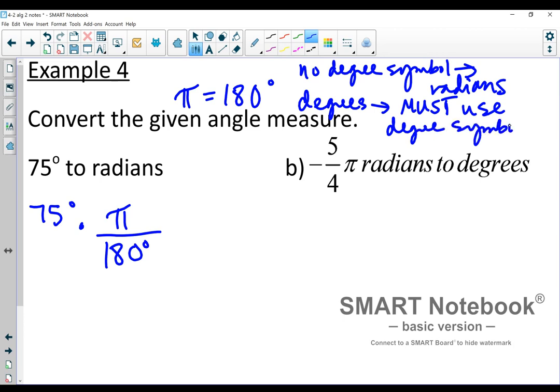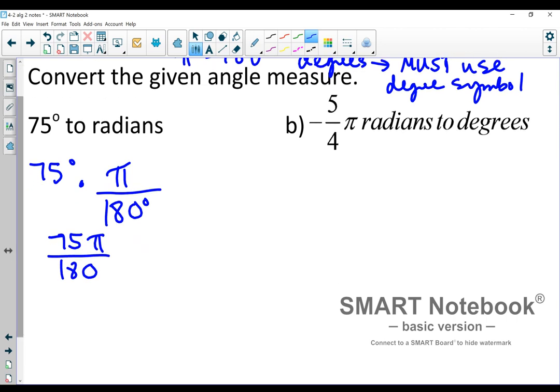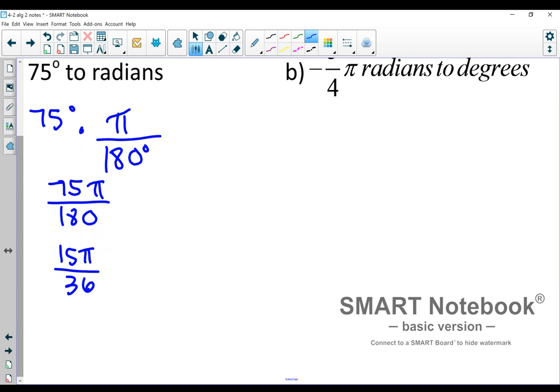So I'm going to multiply 75 times pi over 180, which is just 75 pi over 180. We had degrees on top and bottom, so those are gone. They have canceled. Then we need to reduce. So if I divide both by 5, it looks like I have 15 pi over 36, but I can still keep dividing by 3. And then I would have 5 pi over 12. So this would be my answer in radians. Radians do not have to have a pi symbol in them, but they often will.